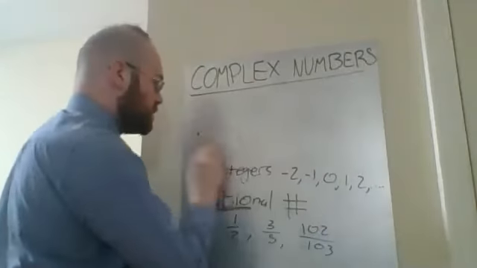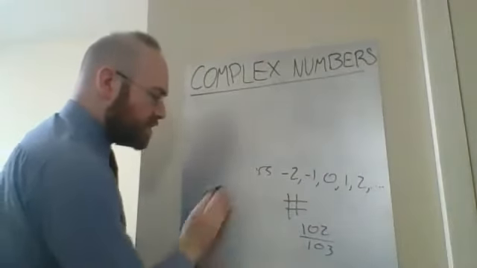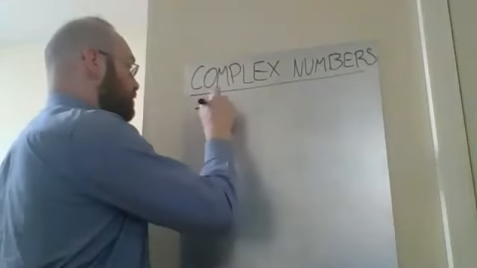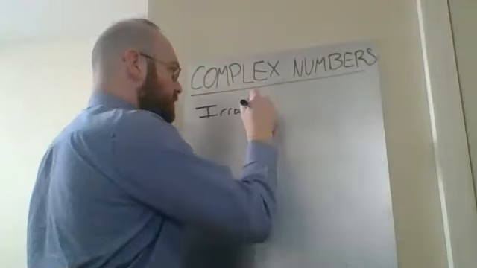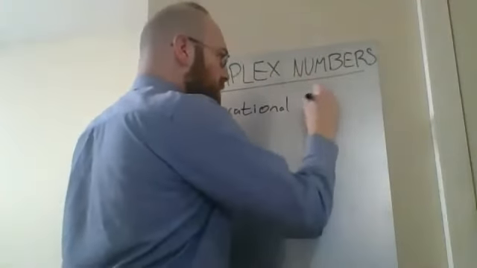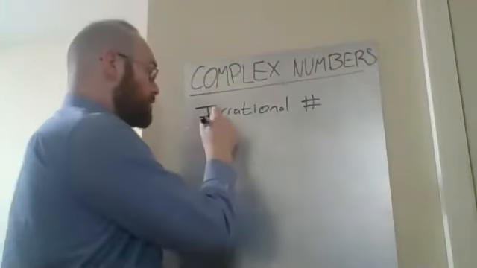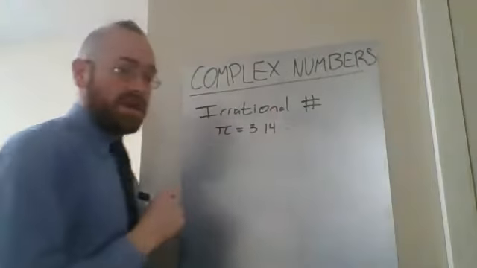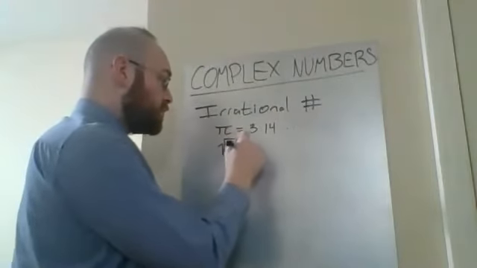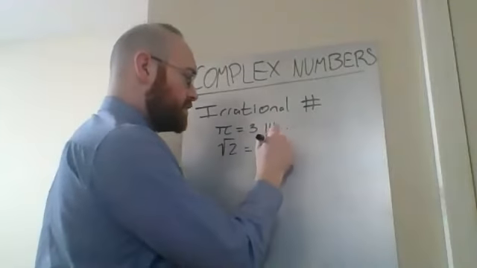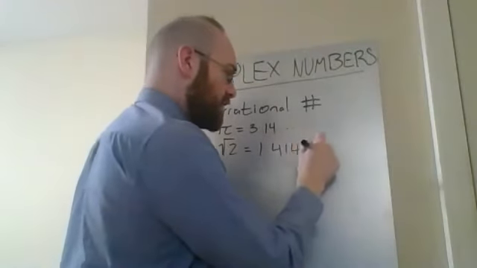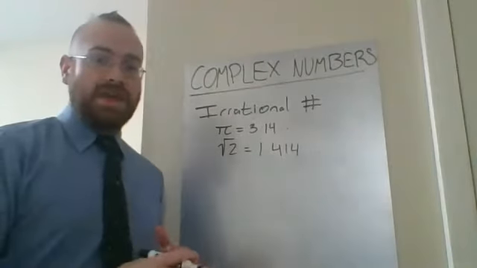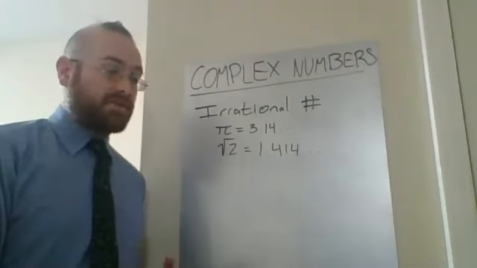Once we have rational numbers though, we're really close to the end of our list, because we also have irrational numbers. Irrational numbers are numbers that cannot be expressed as a ratio. So numbers like pi, which is approximately equal to 3.14 and then continues forever, or the square root of 2, which is about equal to 1.414 and then it goes on forever. These are examples of irrational numbers. There are no two integers that we can use to express these as a fraction.